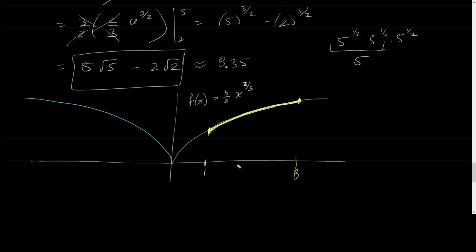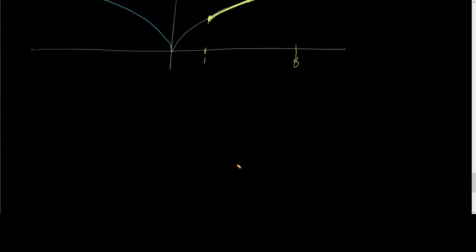Next one. Let's say that I had the following function. So this is example C now. C. Let's say that I had y equals ln of sine of x, and we're going to do this from pi over 4 to 3 pi over 4.